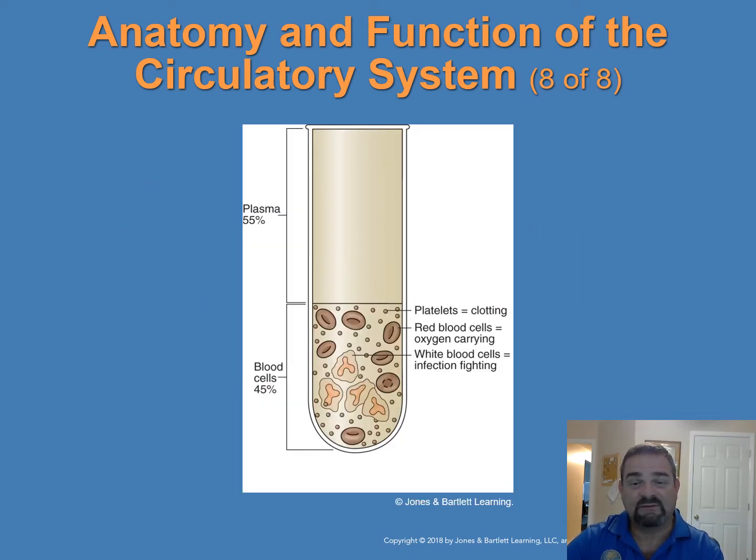All right, so these are the components of blood. As you can see, plasma is all of the water, okay? It's about 55%. Platelets equals clotting, red blood cells equals carrying oxygen, white blood cells are for infection fighting. Together those blood cells are about 45%, okay? So blood cells about 45%, plasma about 55%.